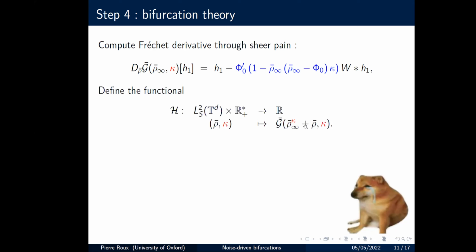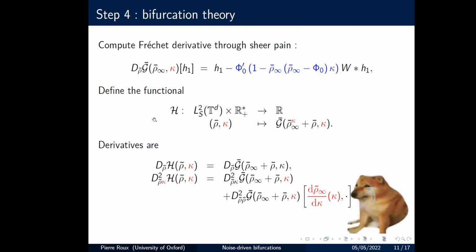Then you define this functional to rescale in order to satisfy the hypothesis of the Crandall-Rabinowitz theorem to have a trivial stationary state at 0. So you can see that if rho bar equals 0, you are at a 0 of H for each kappa. And then you have the cross derivative, which is a nightmare and which is most of the work, but it's not very interesting.